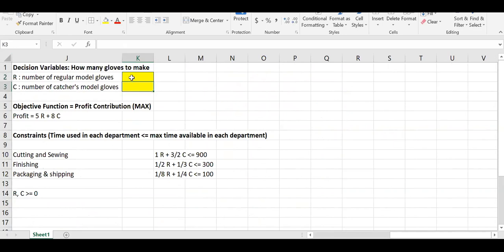R, C: the number of regular gloves to be produced and the number of catcher's gloves to be produced. Objective function: 5 times R plus 8 times C, for a regular and a catcher's model. Remember, in your spreadsheet model, you have blank cells for decision variables, and for the objective function you have only one cell with a formula that uses the decision variables. So that's the objective function.